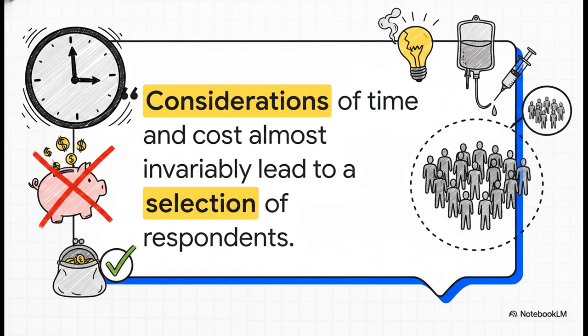Plus, think about this. What if your test involves destroying the item? You obviously can't test the lifespan of an entire batch of light bulbs by burning every single one of them out. And a doctor sure can't drain all your blood just to run a test. So in real-world research, sampling isn't just some lazy shortcut. It's literally the only practical choice.